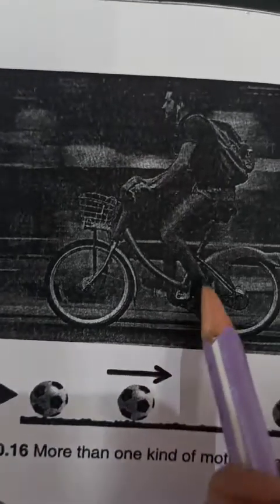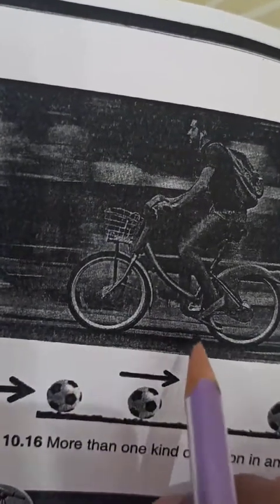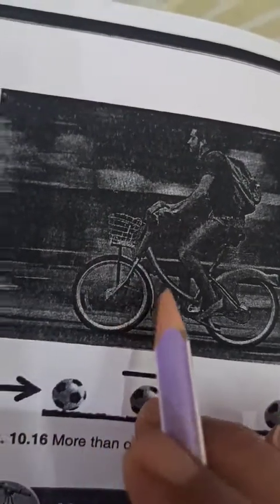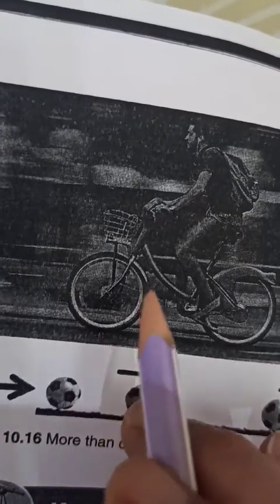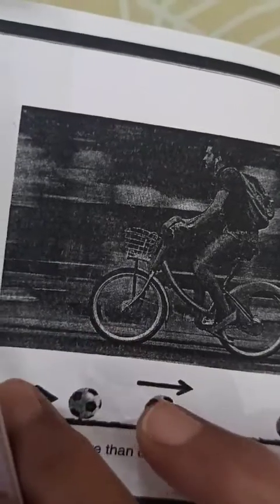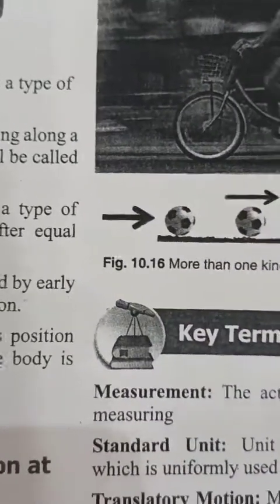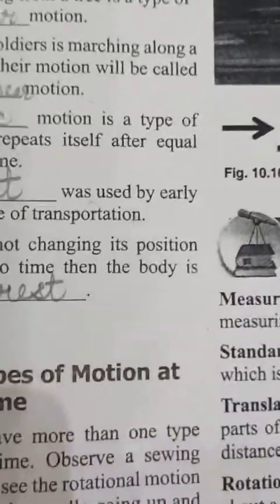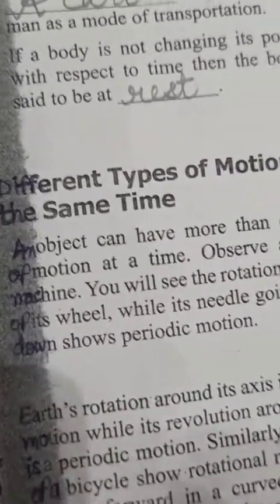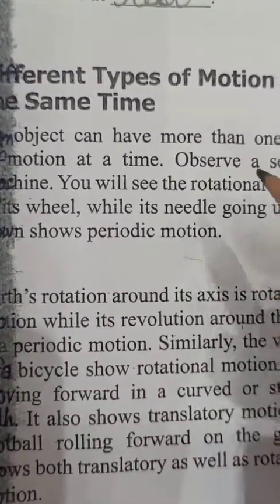In the same way, when a cycle is moving on a straight path or on a straight road, at that time we can see both kinds of motions, because the wheel of the cycle shows rotational motion, as well as the full cycle is moving on a straight line, so this is also called rectilinear motion. Okay, children, in this way they have given some more examples here in this paragraph.